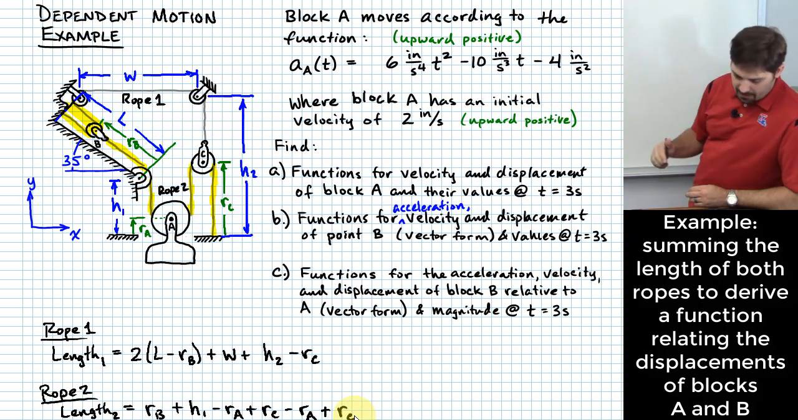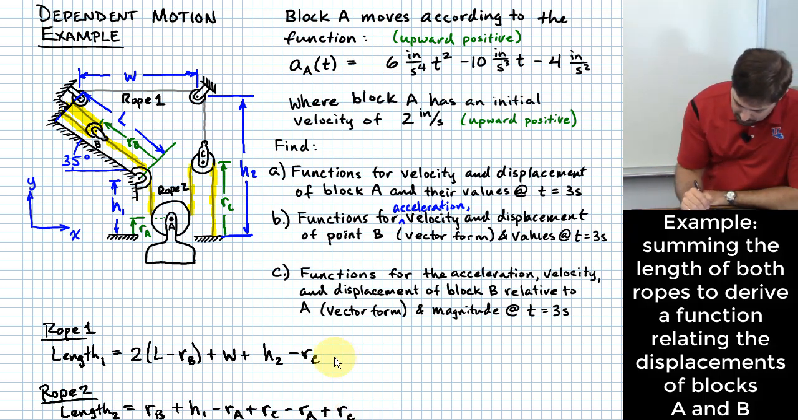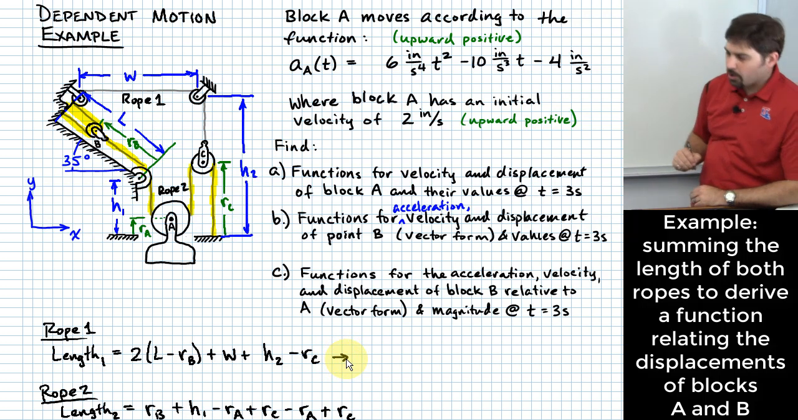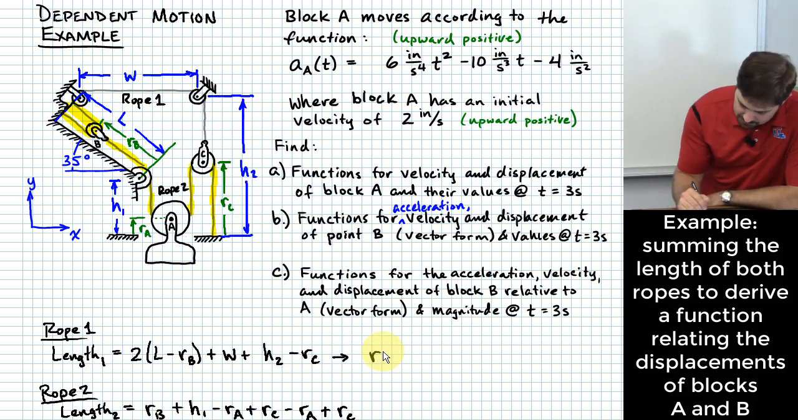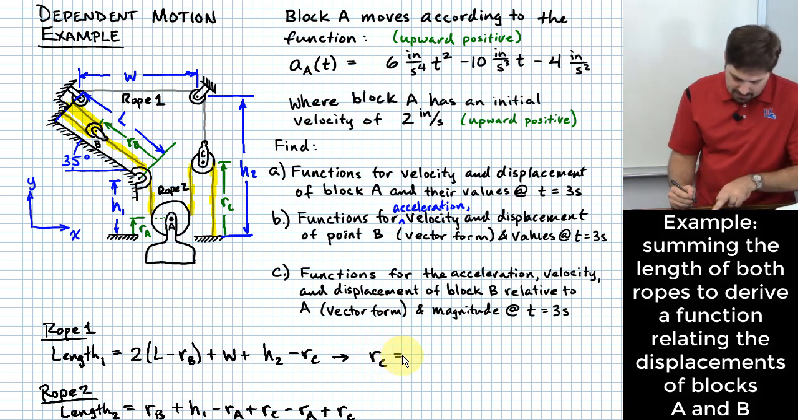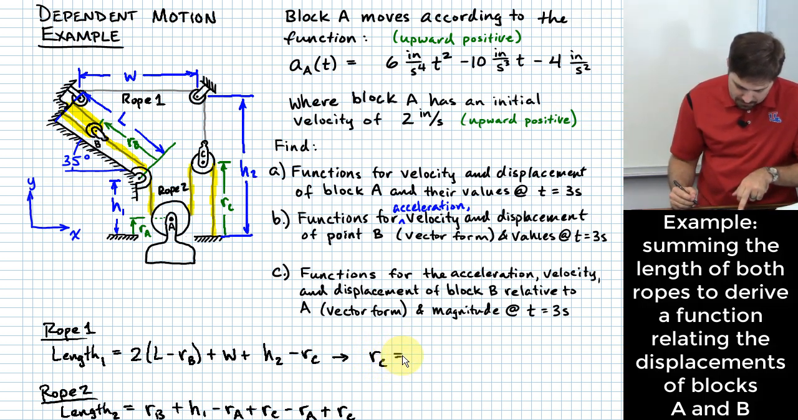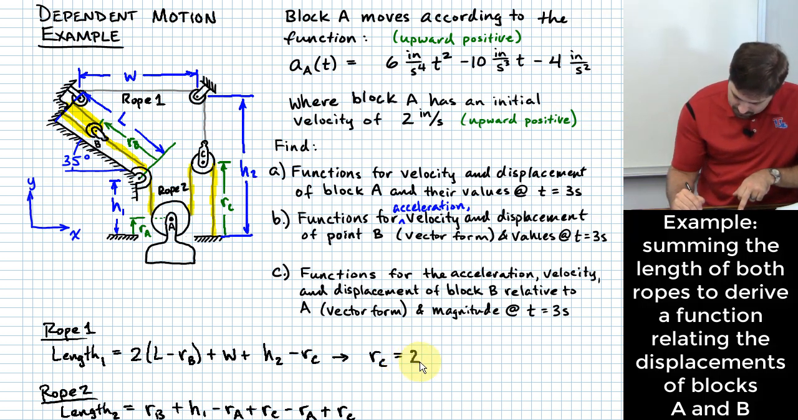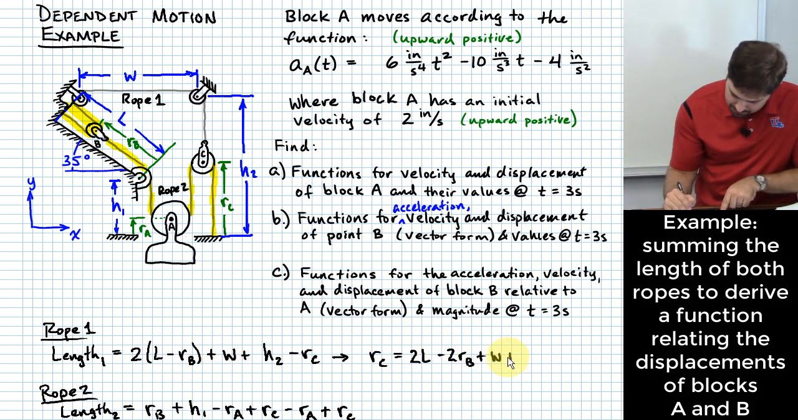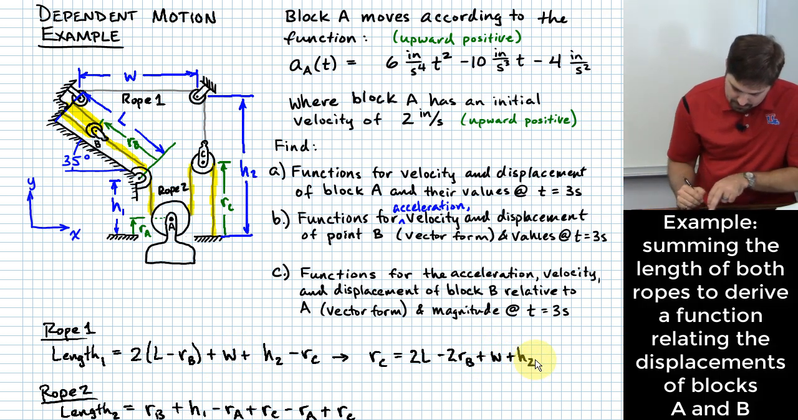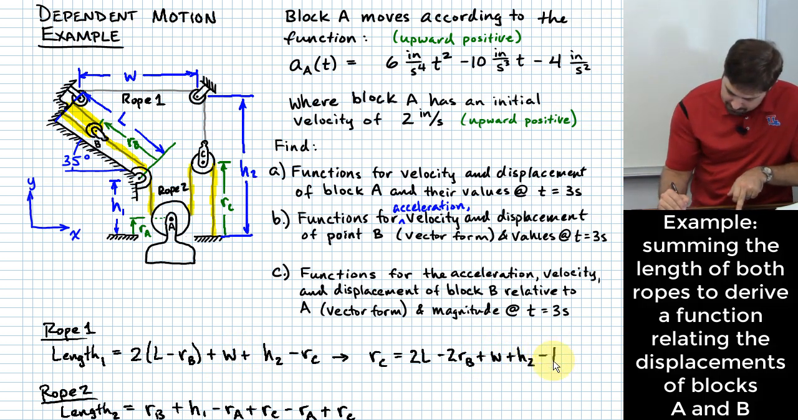To do that, let me actually take this expression right here and solve it for R sub C. Okay, so if I solve this for R sub C, it gives me that R sub C is going to be equal to 2, I'll go ahead and expand this out, 2L minus 2RB plus W plus H2, okay, minus length 1.